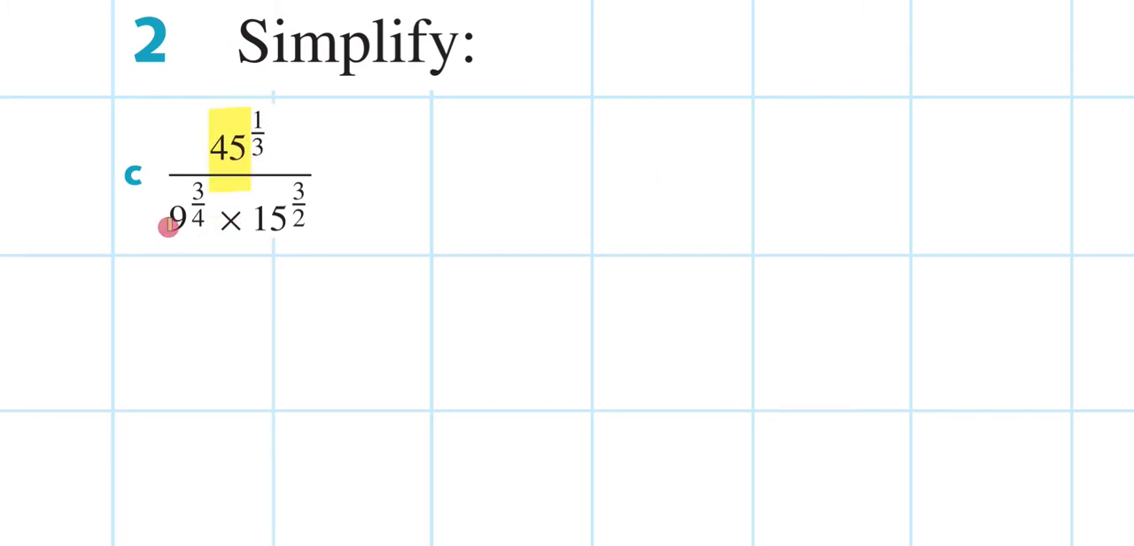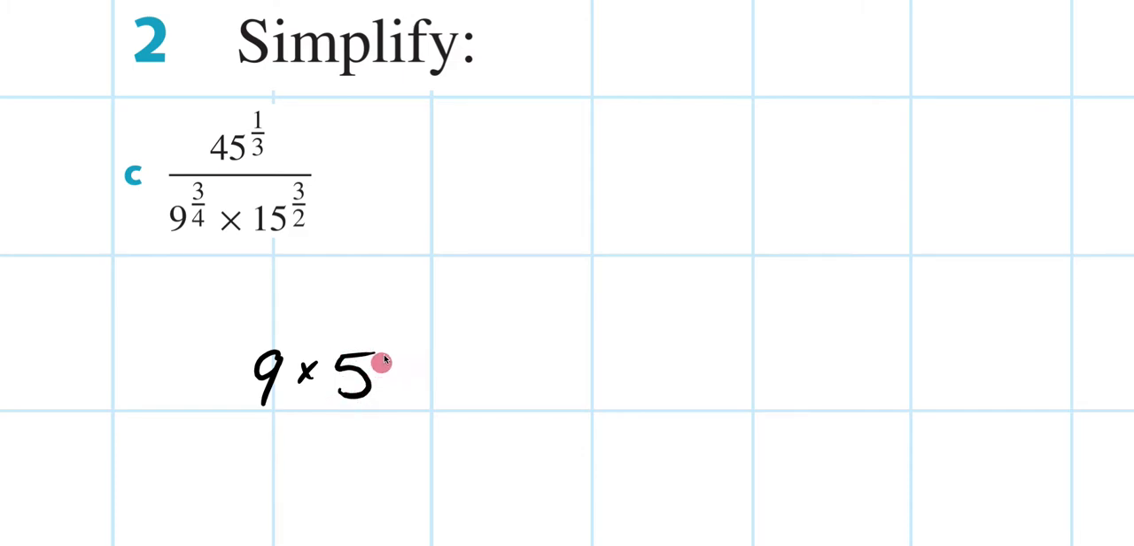I have 45, I have 9, I have 15. I can't do anything with these numbers because I don't have a similar base. So the first thing I want to do is make them have the same base. What's sticking out to me is the numbers 3 and 5. I can break those down. So for instance, 45 can be broken down into 9 times 5.